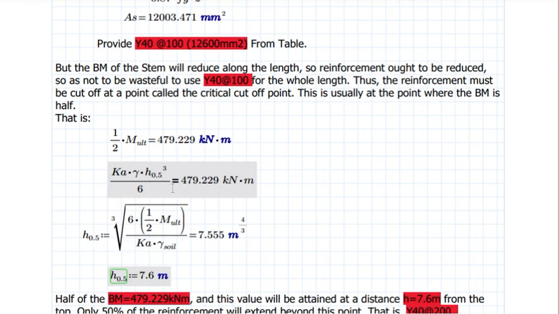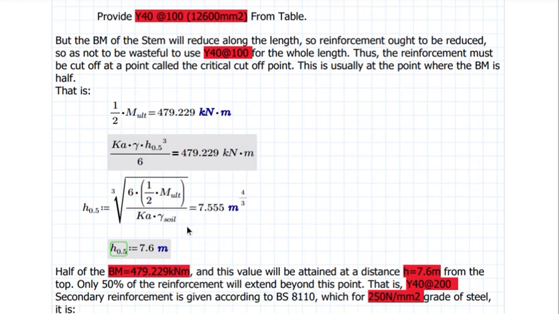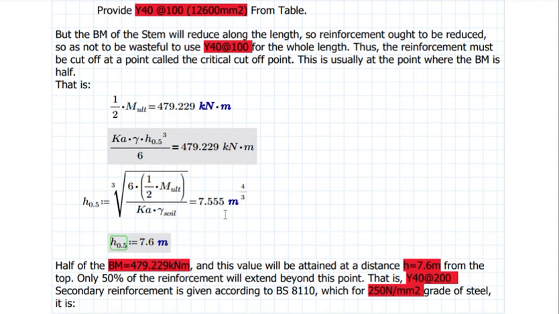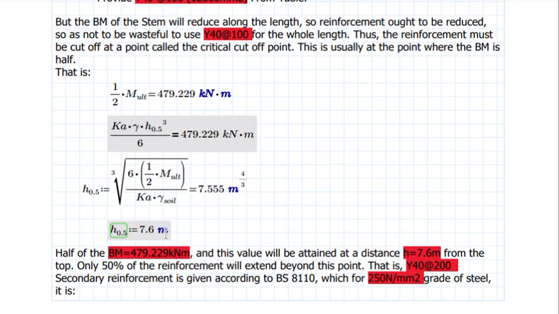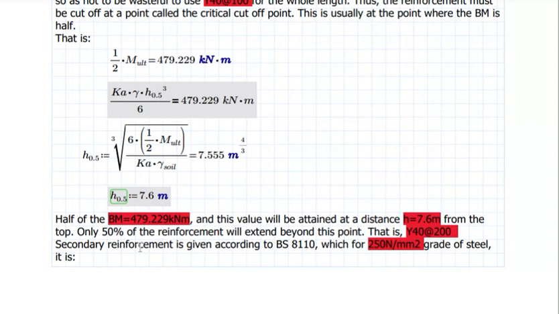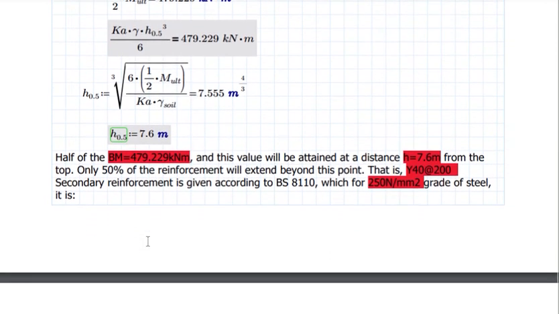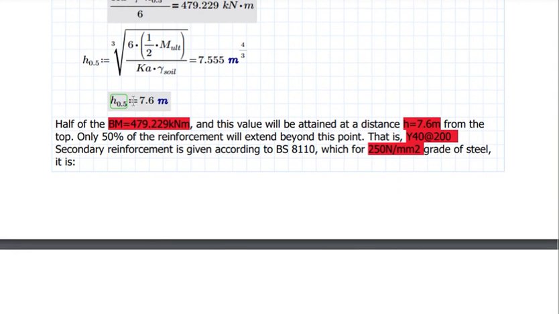So we have this. You should understand how we make it the subject of the formula. This multiplied by this, then dividing all through by Ka gamma soil. That gives us 7.5 meters. Ignore this because this is still equal to 1. So we've rounded it up to 7.6 to have something that makes sense to compute. So we have the height at which our moment is halved to be 7.6.